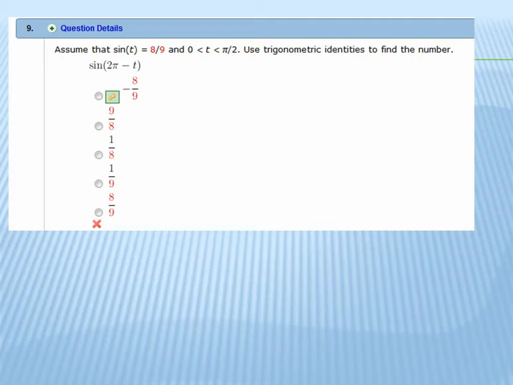All right. Here they give you, assume sine of t is 8/9, and they tell you that the angle is between 0 and pi over 2. Pi over 2 is a quarter way around the circle. It's 90 degrees. So it's a quarter around the circle, so it's in that first quadrant. And it says use trigonometric identities to find the number.